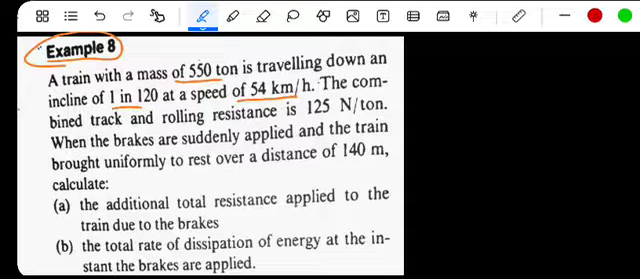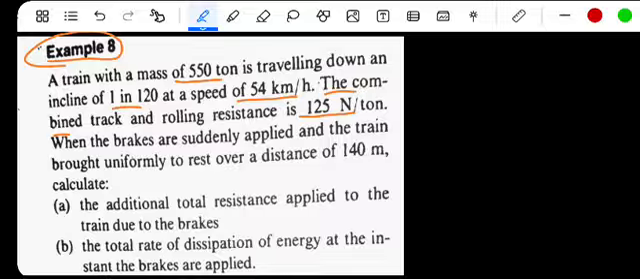Then we have the combined truck and rolling resistance. Read it carefully there: combined, not singular, but combined. Are we together there? Well, fine. It is given as 125.